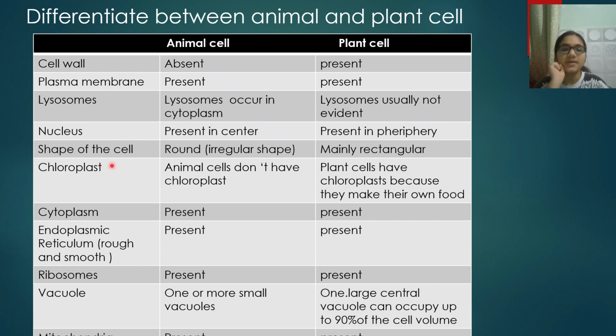If it is the nucleus, in animal cells the nucleus is present in the center, but in the plant cell it is present in the periphery. Means side by side. वो side में present होता है, not in the center.